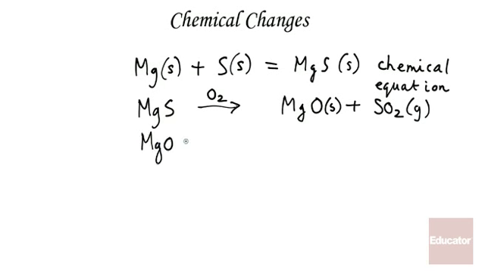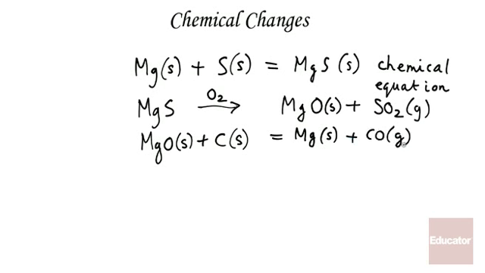Magnesium oxide, when heated to very high temperature with elementary carbon, that is charcoal, generates magnesium and the gas carbon monoxide. So we've come halfway. We've got our magnesium back, but we still have not got our sulfur back. And that too is going to require some complicated chemistry.